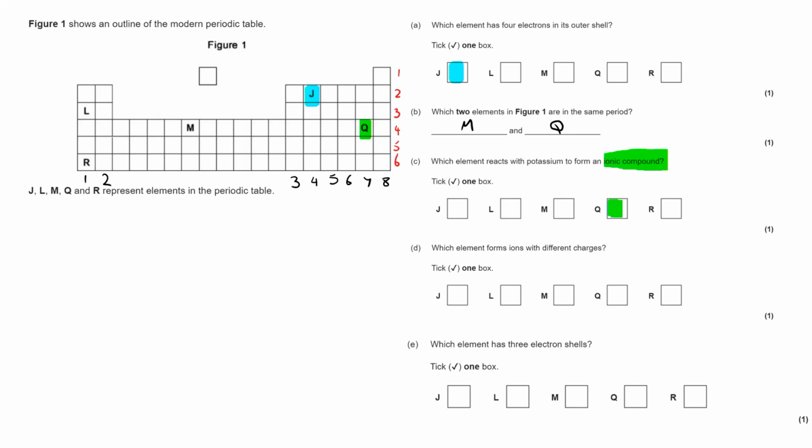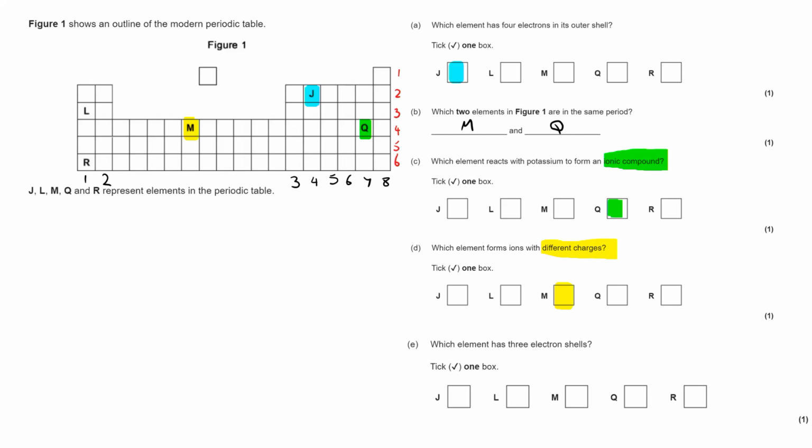Which element forms ions with different charges? Again, you've got to be aware of some very key facts here. The area of the periodic table where you find elements that form ions with different charges is the transition metals. So when you are looking for that, it's the chunk in between the groups, as I said earlier. So that takes me to answer M.